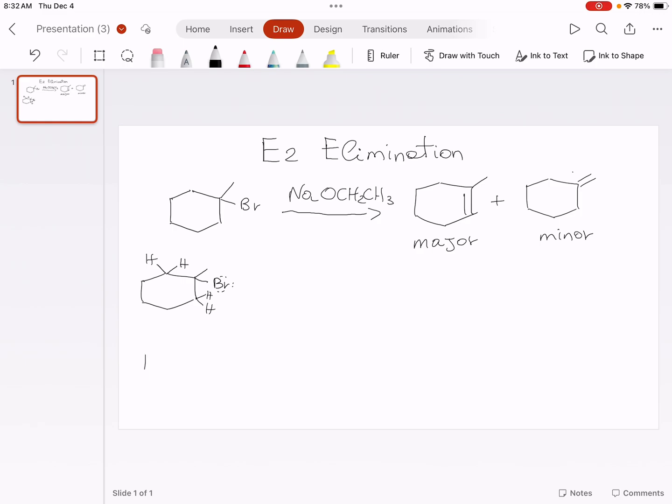And then in the example below, I'm going to show you the other type of beta hydrogens that are present, which are on this carbon. So the mechanism is a one-step mechanism where the strong base, which in this case is sodium methoxide, is pretty much a not hindered kind of base. So you want to draw all the lone pairs.